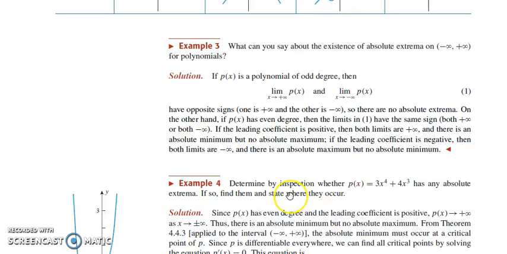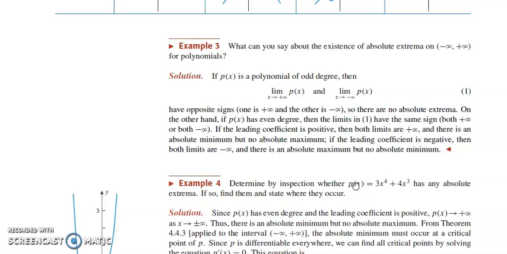Okay, so this is a polynomial. You are not given any specific interval, so the function is well defined on the interval minus infinity to infinity. So this is a polynomial function defined on the interval minus infinity to infinity, and the highest degree term is even and the leading coefficient is positive. So when you take limit x tends to infinity, p of x will be positive. Similarly limit x tends to minus infinity, p of x will be positive.